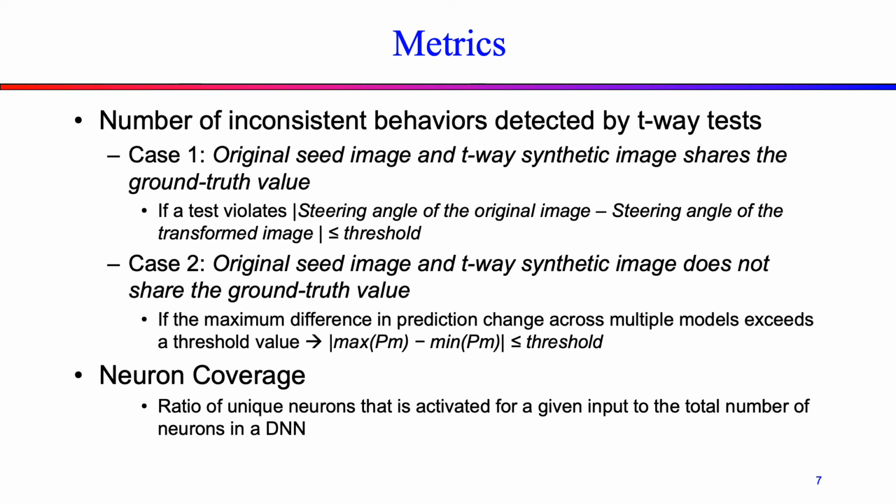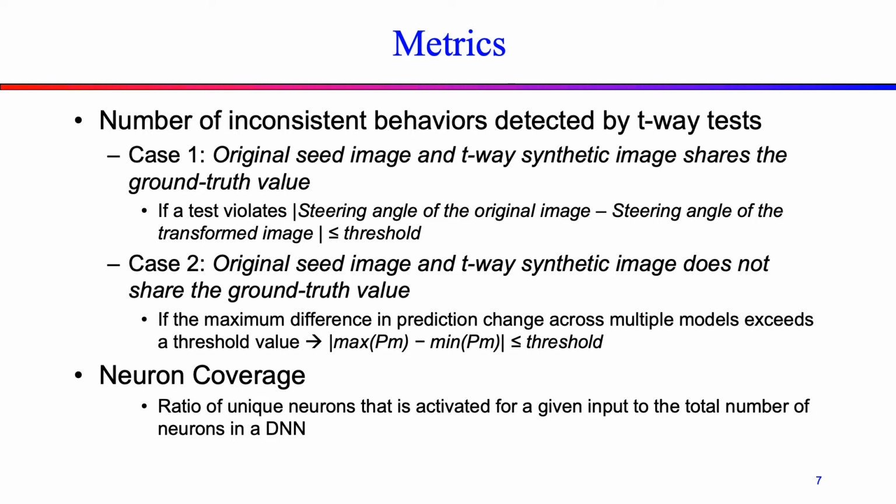We measure our approach effectiveness by computing the number of inconsistent behaviors identified by a T-way test set. The more inconsistent behaviors the T-way test set detects, the more effective the T-way test set is considered to be. Given the nature of the domain, it is hard to determine an exact steering angle for the transformed images. Therefore, we identify inconsistent behavior under 2 cases.